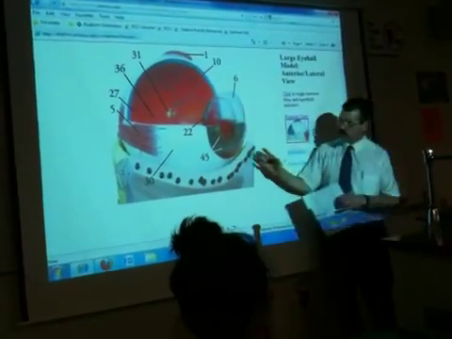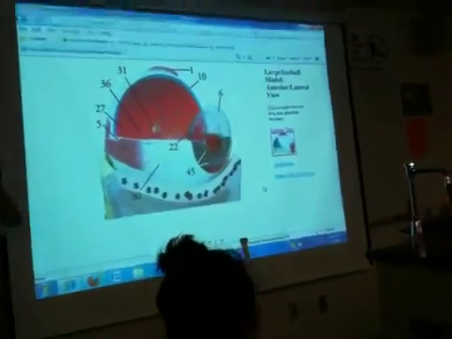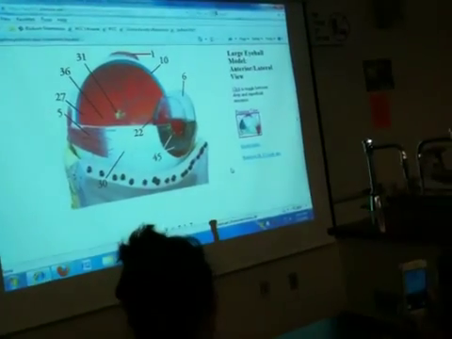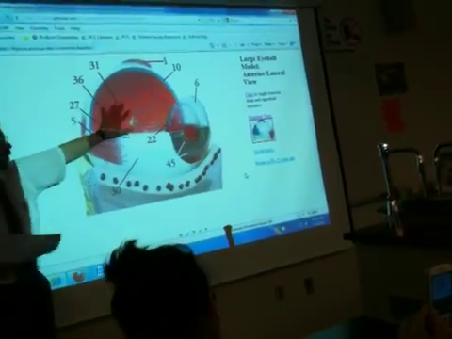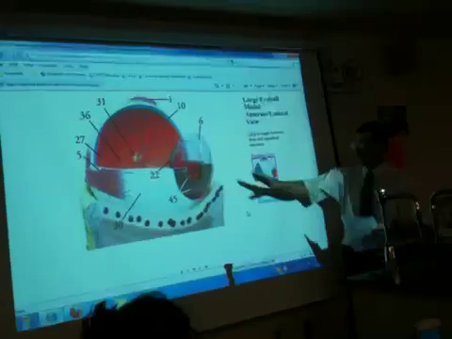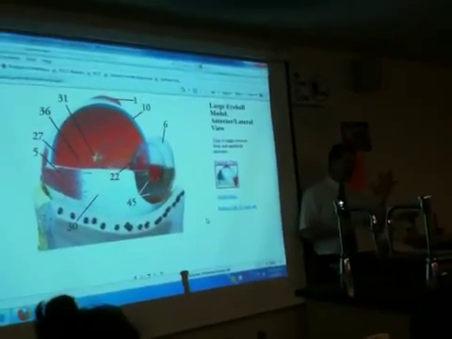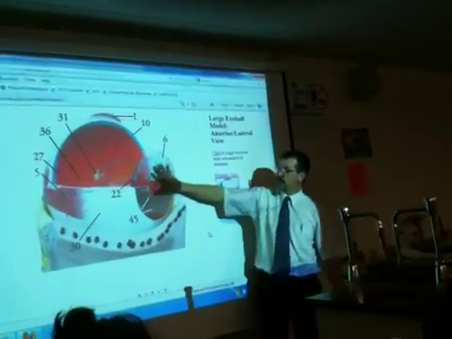So let's start with the big one. What do you call the back space of an eye? Posterior. That's the posterior cavity or segment. It's back here. What do you call the front chunk of your eye, the space between lens and cornea? Now say anterior cavity or segment. So you have an anterior cavity segment in the front, posterior in the back.